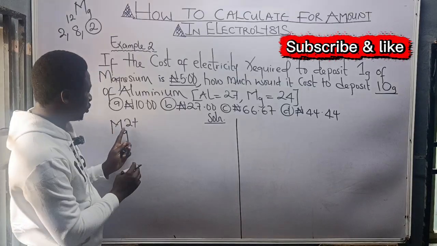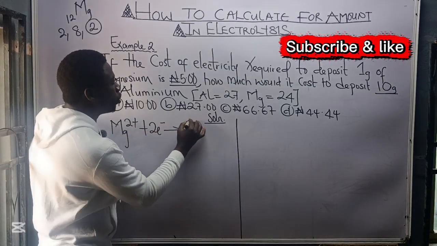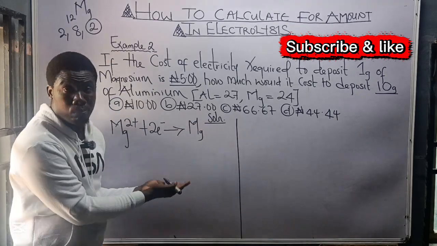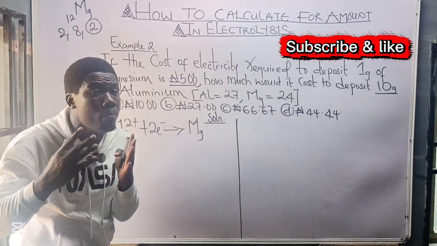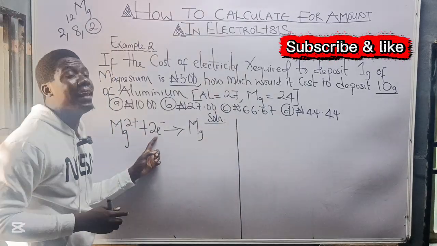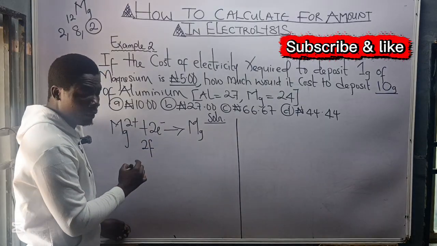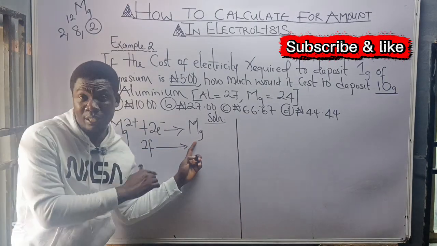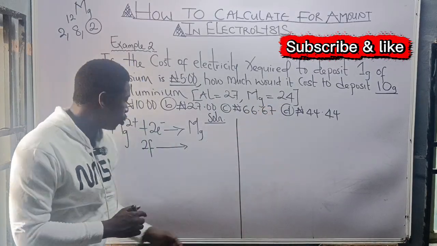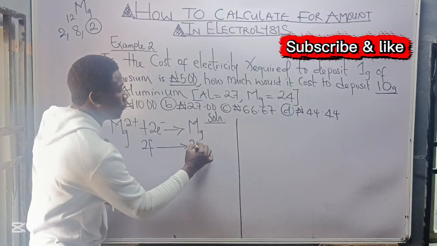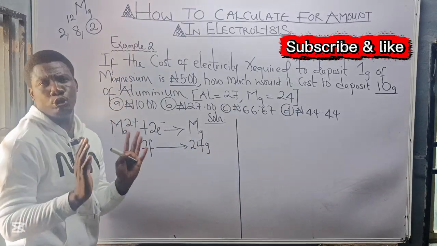To balance this equation, since you have 2 plus here, we add 2 electrons to the magnesium ion to give us magnesium, as you can see on the board. Do you understand? And I told you that the number of electrons is the same as the number of Faraday. So if I have 2 electrons, it means 2 Faraday. So it is 2 Faraday that gave us this magnesium atom, and the mass of magnesium is 24. So 2 Faraday is 24 grams. Do you understand? That's the first thing that should be established.